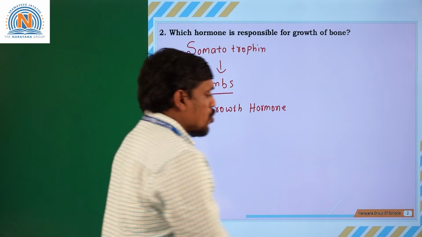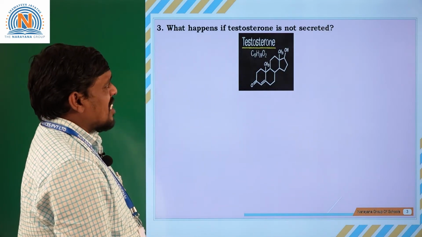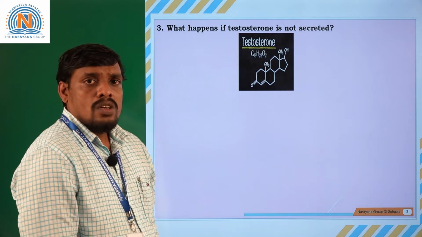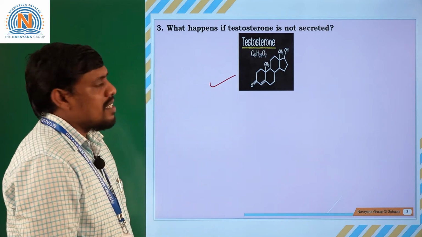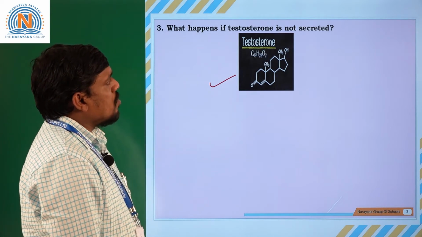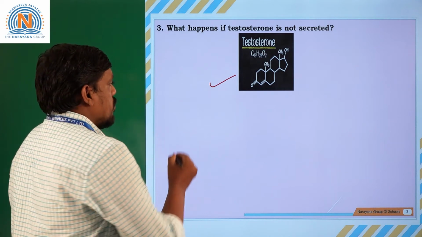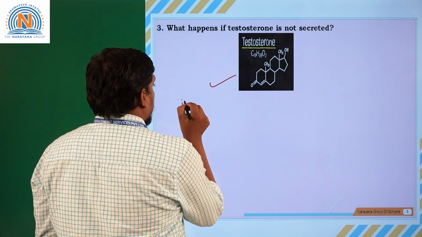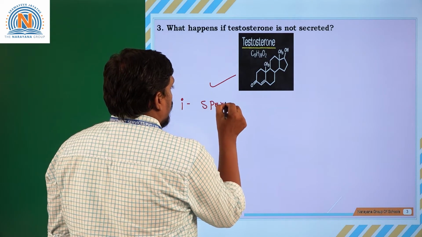Going to the third question. Let us see the third question. What happens if testosterone is not secreted? I placed a diagram here. This is the chemical structure of testosterone. What will happen if testosterone is not secreted? That is the question given there. If testosterone is not secreted, spermatogenesis will be stopped.